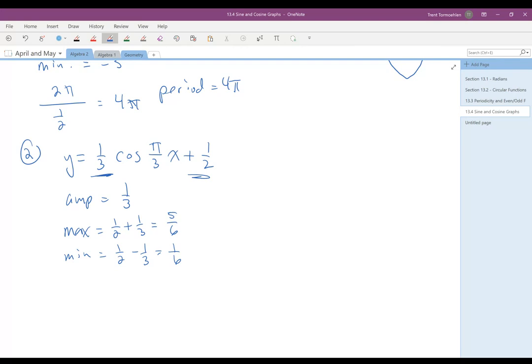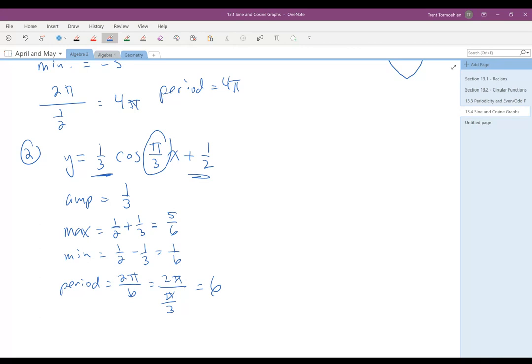And then our period, well, remember the formula for period, it's 2 pi over b. Well, b in this case is pi over 3, so 2 pi over pi over 3. Well, the pi's are going to cancel, and 2 over 1/3 just turns out to be 6. And so this one actually has a rational period, which the basic one doesn't have because it's in terms of pi, but our pi's canceled out, and so it now has a rational period.